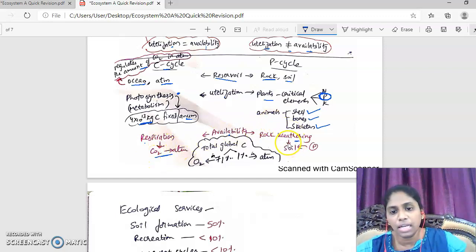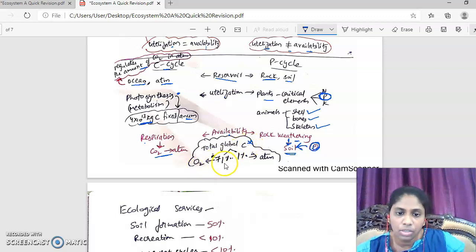Rocks weather, and the weathering process makes up soil. By the way, dissolved phosphate adds to the soil, again giving phosphate back to the soil. Now this is very important, children. The total global carbon in the dissolved form is 71% in the ocean, and in the atmospheric form is 1%.